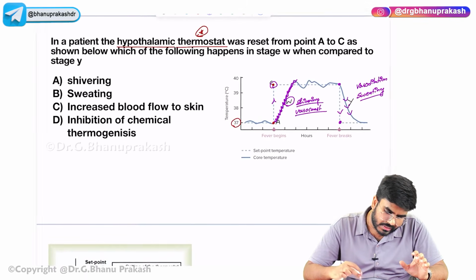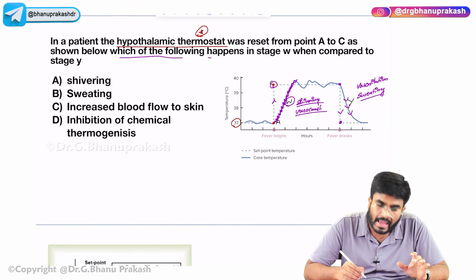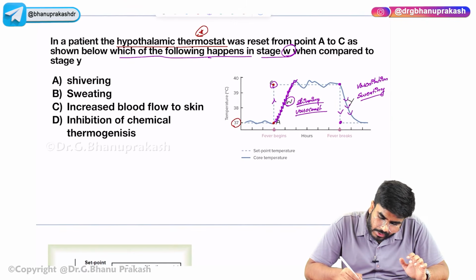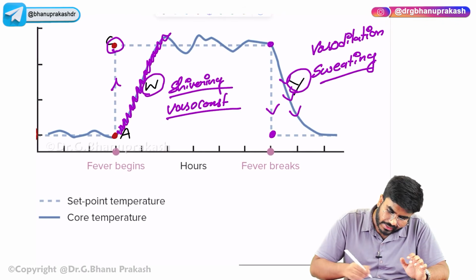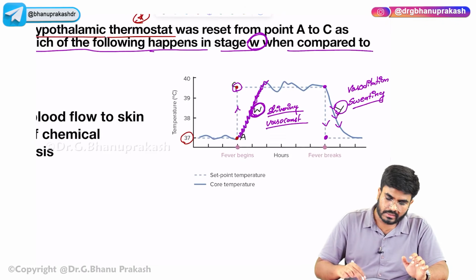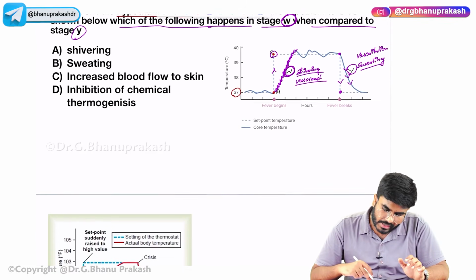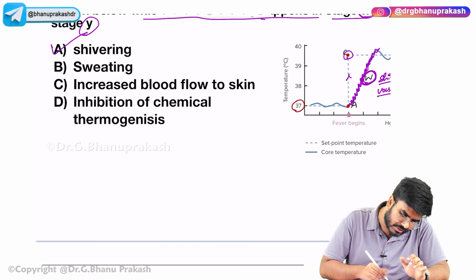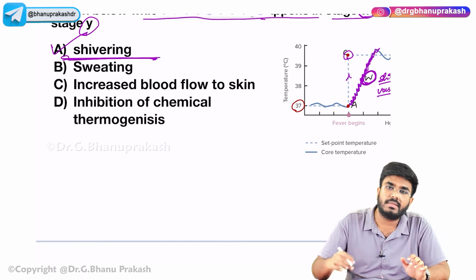Now in this question, they are asking which of the following happens in stage W when compared to stage Y. When compared to stage Y, what is happening in stage W? The temperature is increasing. How are we going to increase the temperature? By shivering and vasoconstriction. So it's shivering which is happening. This is the answer.